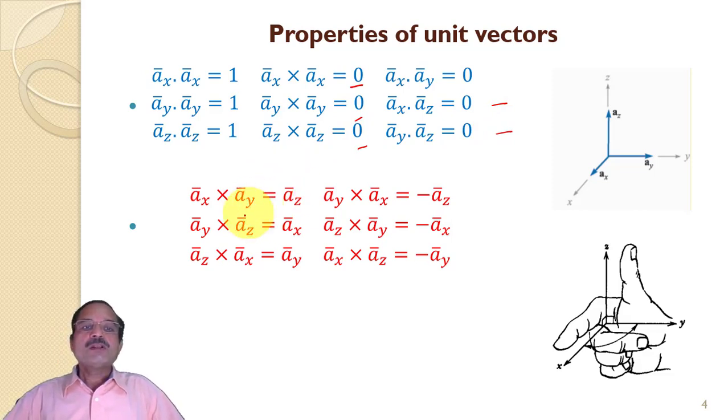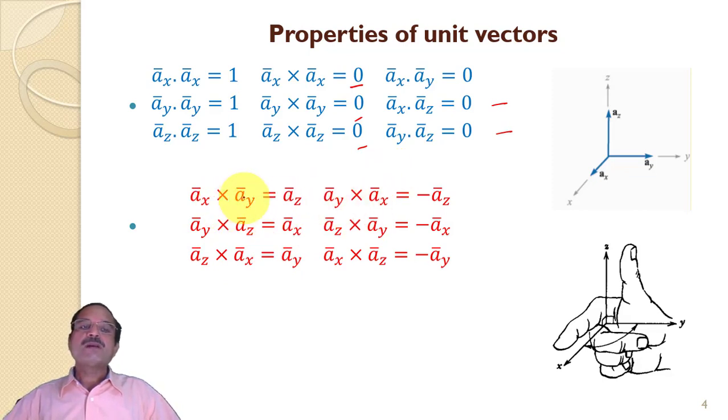If we take the cross product between ax and ay, it results in the third vector, that is az. Because the cross product is a vector quantity, and its direction is perpendicular to both. So if I take the cross product between ax and ay, then az is the vector which is perpendicular to both. That's why it results in az. In the same manner, ay cross az gives me ax, and az cross ax gives me ay.